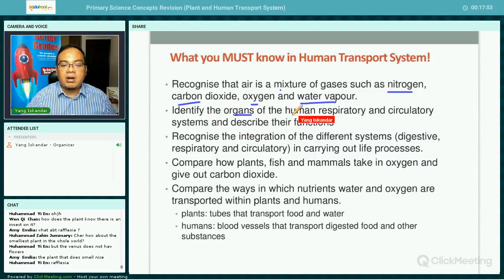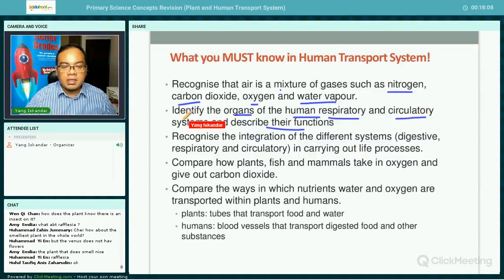And you must be able to identify the organs of the human respiratory system and the circulatory system and describe their functions. You must be able to recognize the integration of the different systems, the digestive system, the respiratory system, and the circulatory system in carrying out life processes.